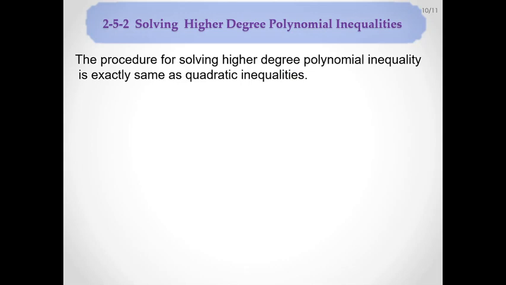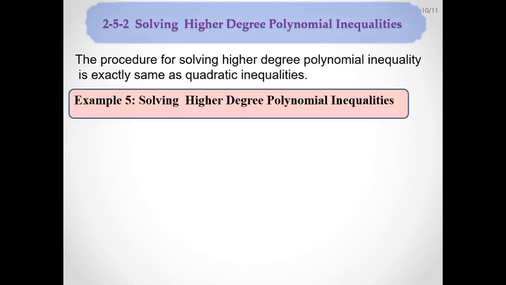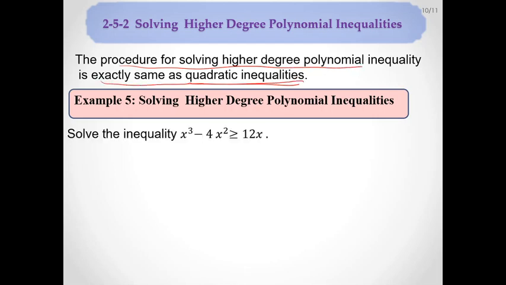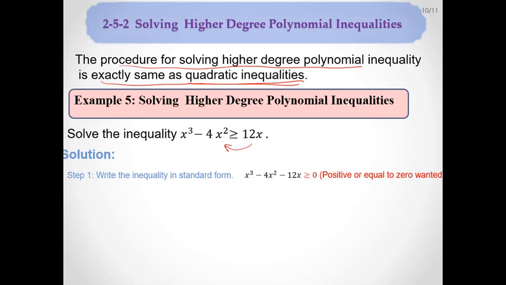Okay, solving higher degree polynomial inequalities. It's exactly the same procedure as the quadratic inequalities. The procedure for solving higher polynomial inequalities is exactly the same as quadratic inequalities. The first thing is you have to write this in standard form. So it makes bigger than 0 here. So you say the positive or equal to 0 wanted, and then you find the roots and the intervals.